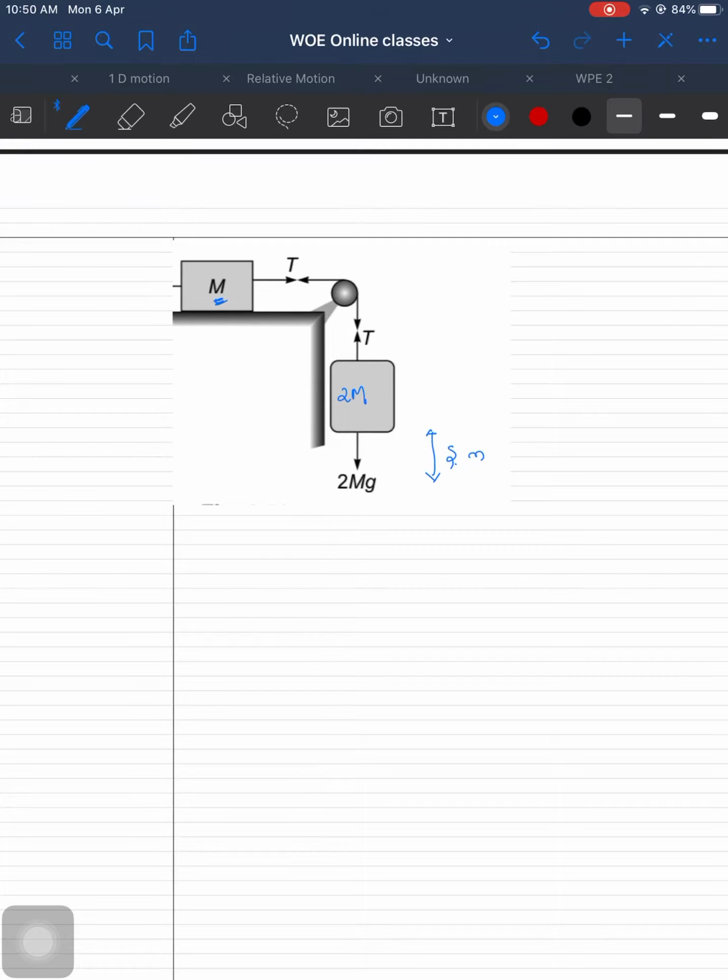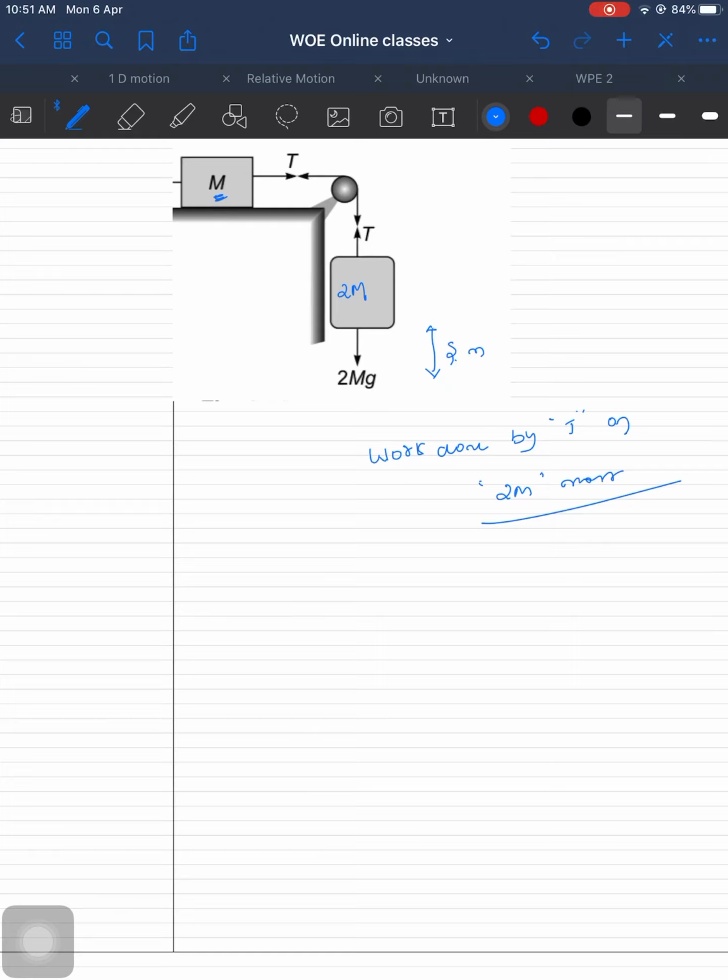So it will be easy, and let's draw the free body diagram. Work done by the tension. The general question can be asked: work done by tension on the 2m mass. So let's draw the free body diagram. 2m, 2mg downward, and upward force is tension.